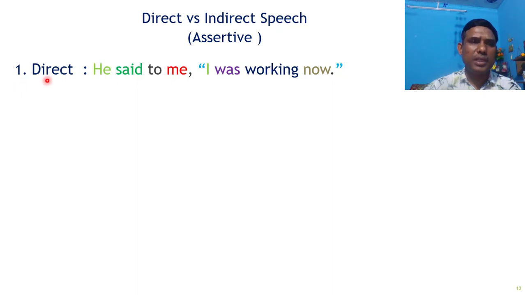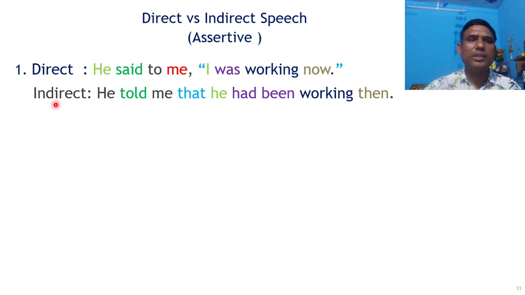Number 1. Direct: He said to me, I was working now. Indirect: He told me that he had been working then. The reporting verb said has been changed to told. Told has been used with an object. To has been omitted. The inverted commas have been omitted and the word that has been used as a linker. The first person I follows the subject of the reporting verb he, so I has been changed to he.